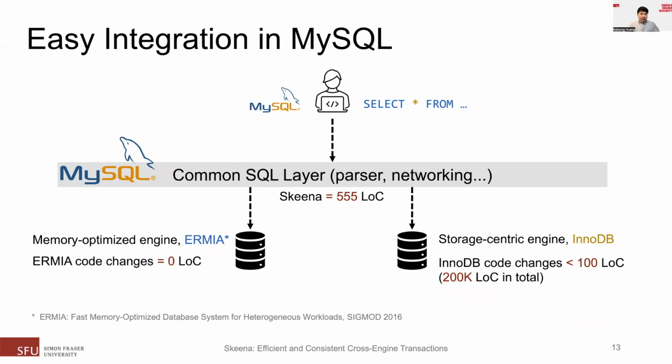We explore the effort needed to adopt Skeena in a real-world system by integrating a memory-optimized engine, ERMIA, into MySQL and making it work with the default storage-centric engine, InnoDB. This required no code changes in ERMIA and less than 100 lines of code in InnoDB. Skeena itself is built upon 555 lines of code.